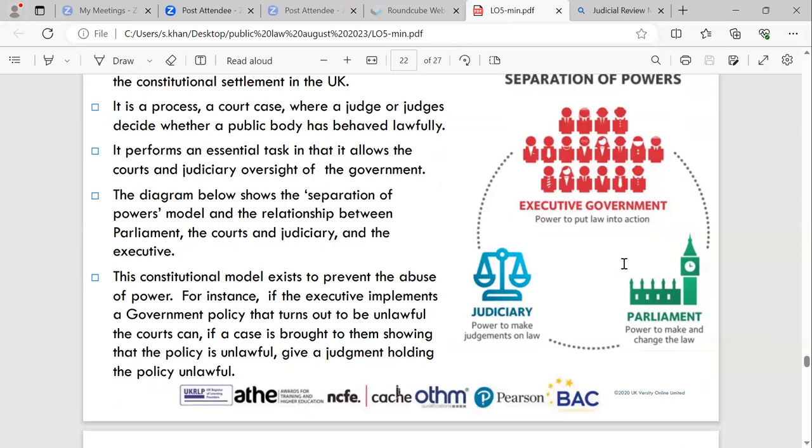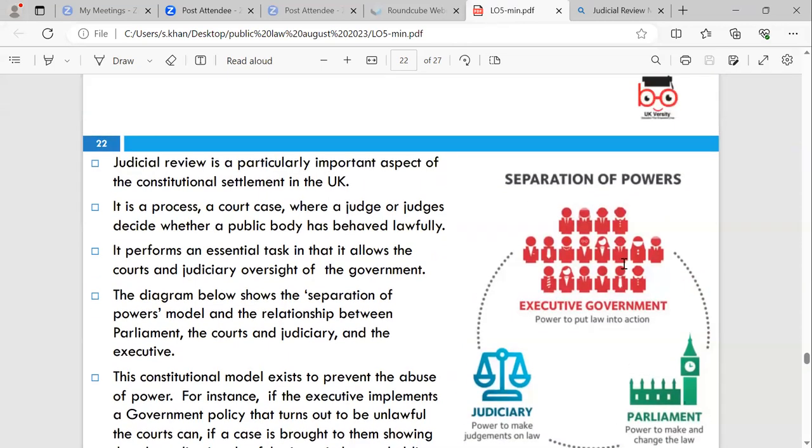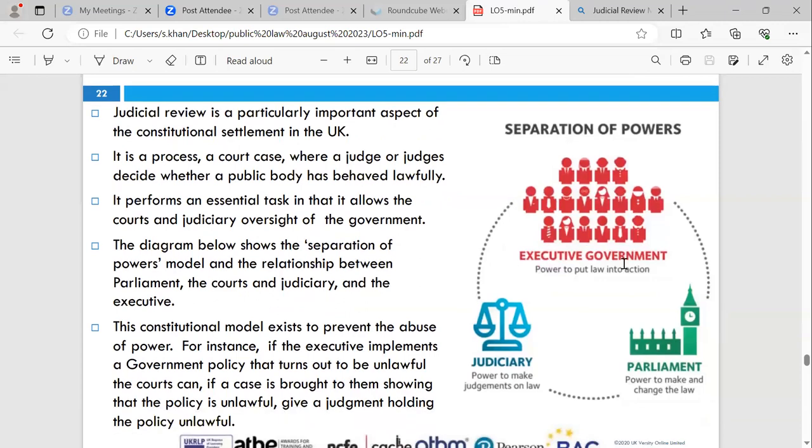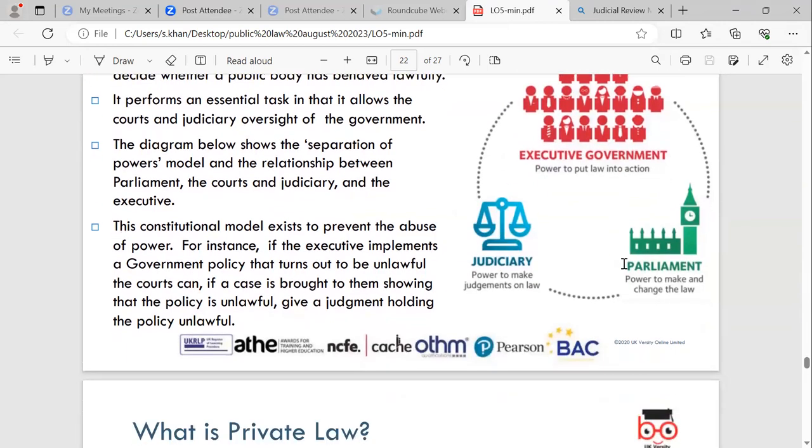For instance, if the executive implements a government policy that turns out to be unlawful, the courts can, if a case is brought to them showing that the policy is unlawful, give a judgment holding the policy unlawful. So as you can see in the diagram, you've got the separation of powers: the executive, which is the government, the power to put law into action; Parliament, the power to make and change the law, so any amendments and the passing of a bill to become a law goes through Parliament; and the judiciary, the power to make judgments on law.